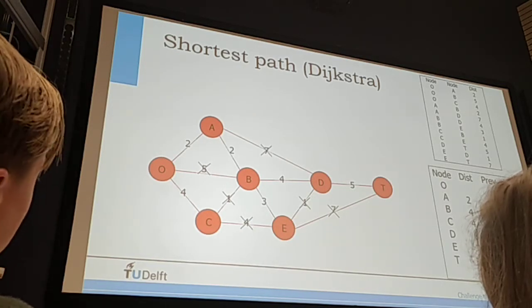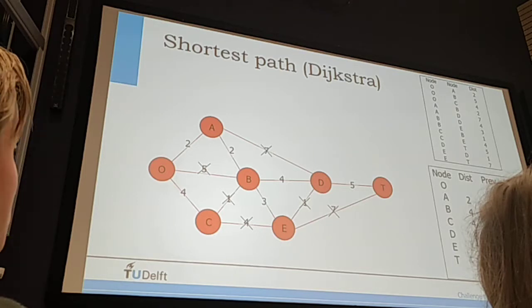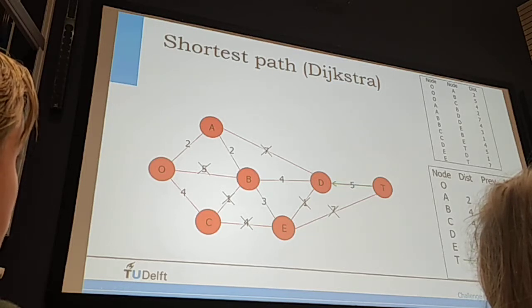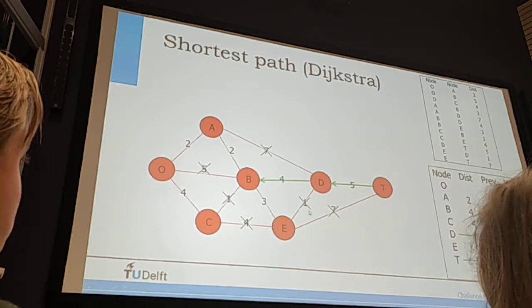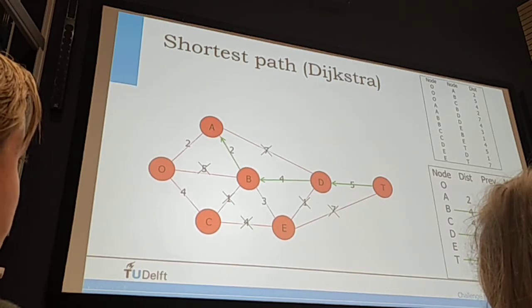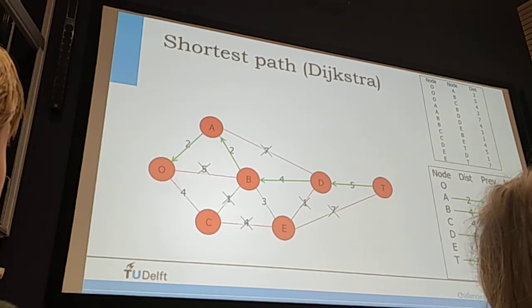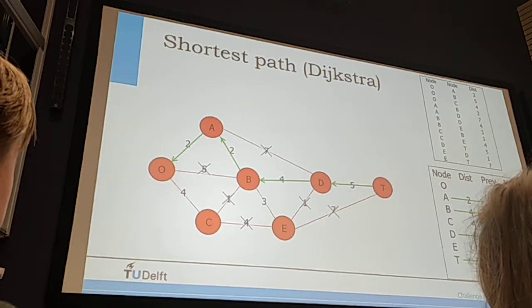So what is the shortest path? What we have to do now is start backtracking. We start looking from T. T is connected from D. Then we look at D. D is connected from B. B is connected from A. And A is connected from O. That basically means that our path is O, A, B, D, T. So we've now found our shortest path.